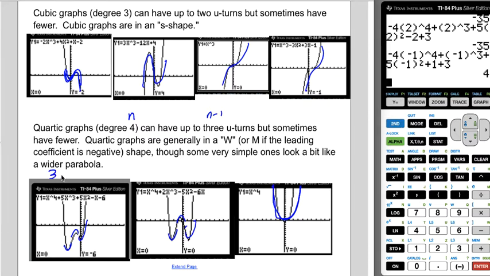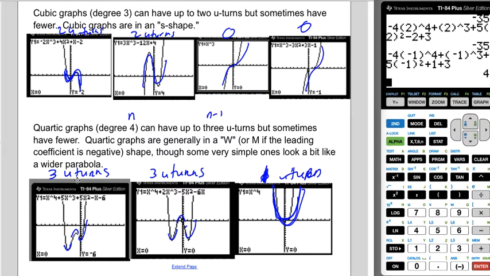So this one has 3 U-turns, 3 U-turns, and this one has 0 U-turns. Or sorry, 1 U-turn. Just the 1 U-turn. It looks like a parabola. This one had 2 U-turns. This one had 2 U-turns. This one had 0. Those had 0 U-turns. They were just an S-curve.